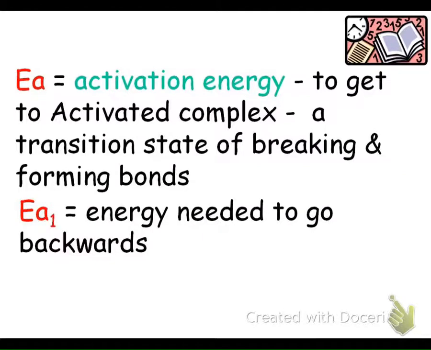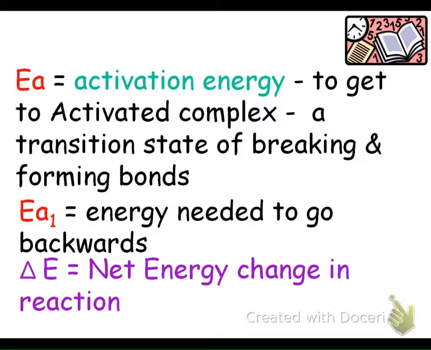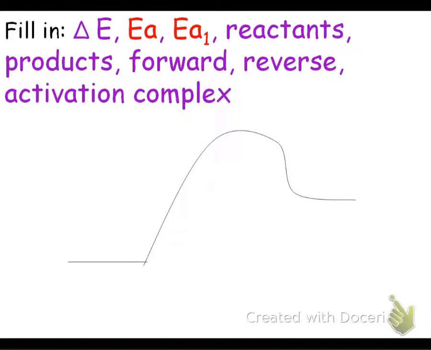When we look at the energy of the reverse reaction, we call that EA with a subscript of 1. That's the energy needed to reverse the reaction, or to go backwards. And the total change in E, or the delta E, is just the net energy change in the reaction. Those are some labels that we'll use on our energy graph. So let's go ahead and label this. The first thing we can label are our reactants and our products.